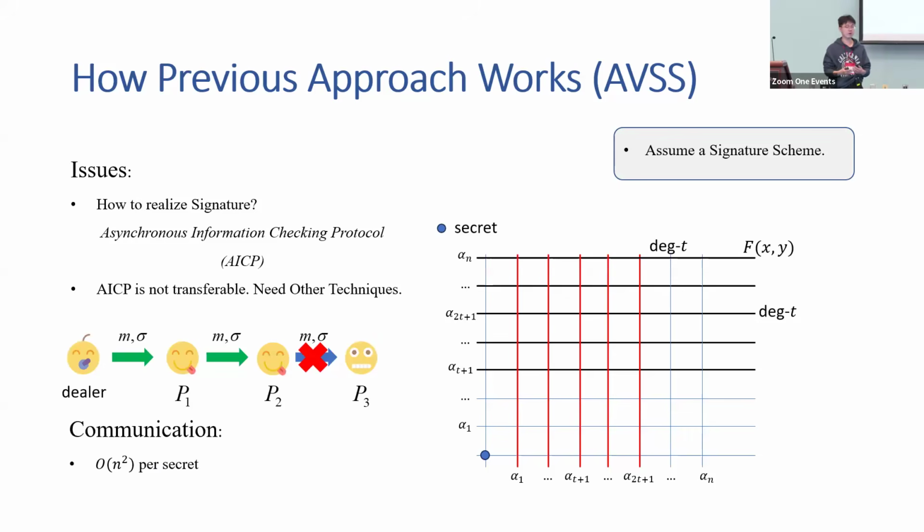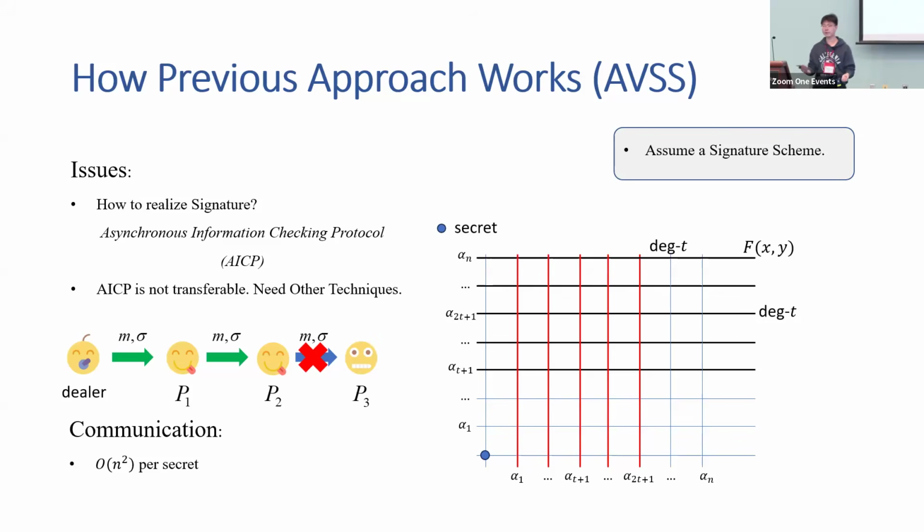Everything looks good so far, but we have omitted some issues. For example, in the information-theoretic setting, the signature scheme does not exist, and the previous work constructs the asynchronous information checking protocol, or AICP for short, to solve it. But AICP can only be considered a weak signature scheme, which is not transferable.